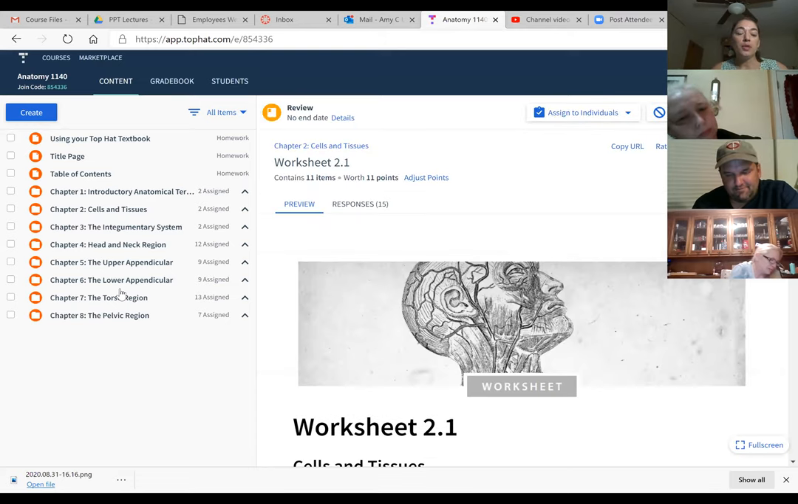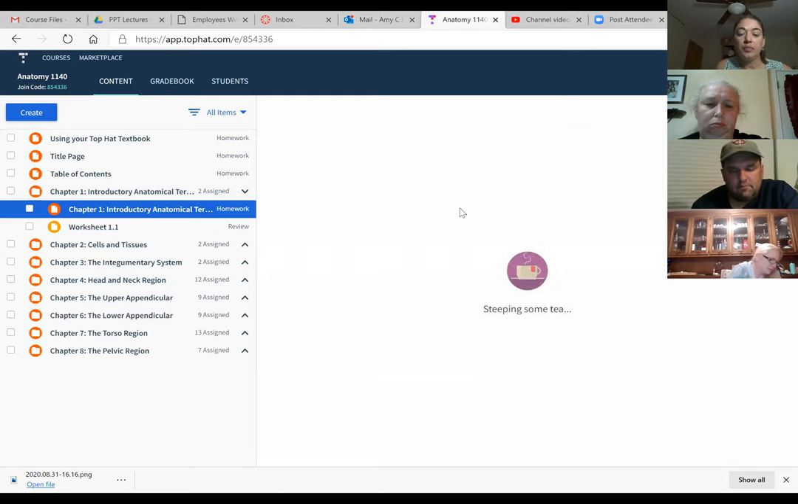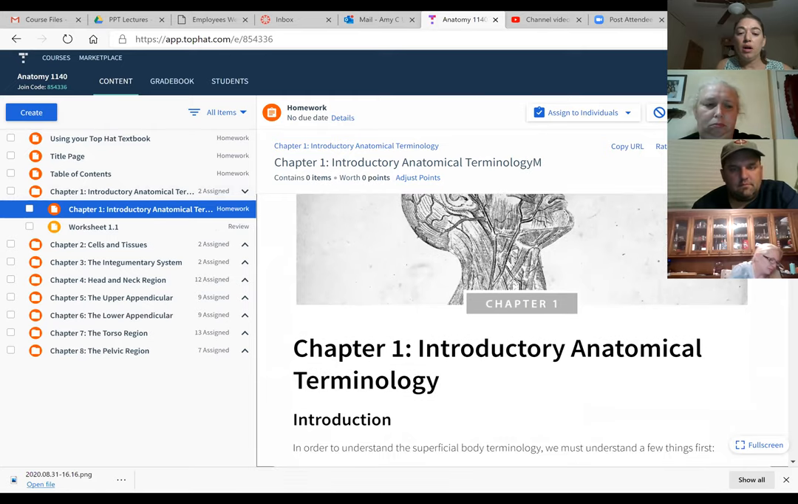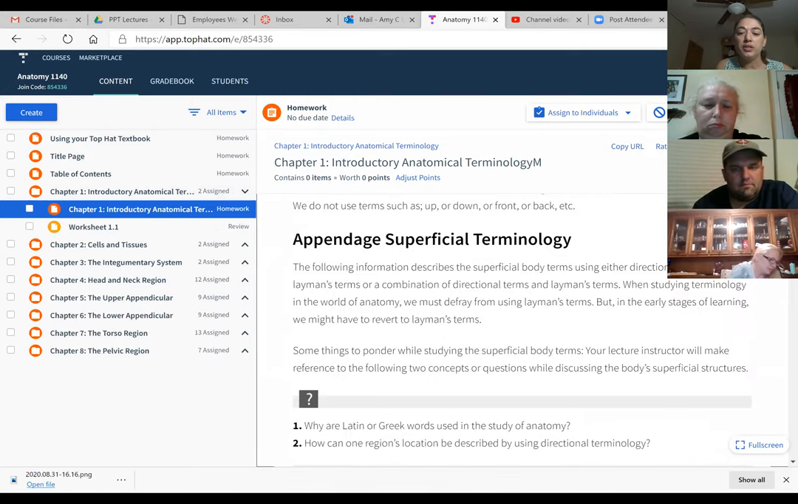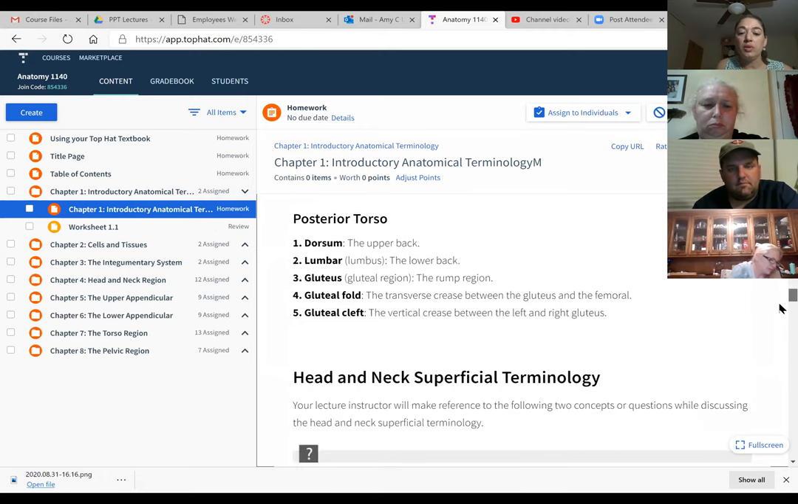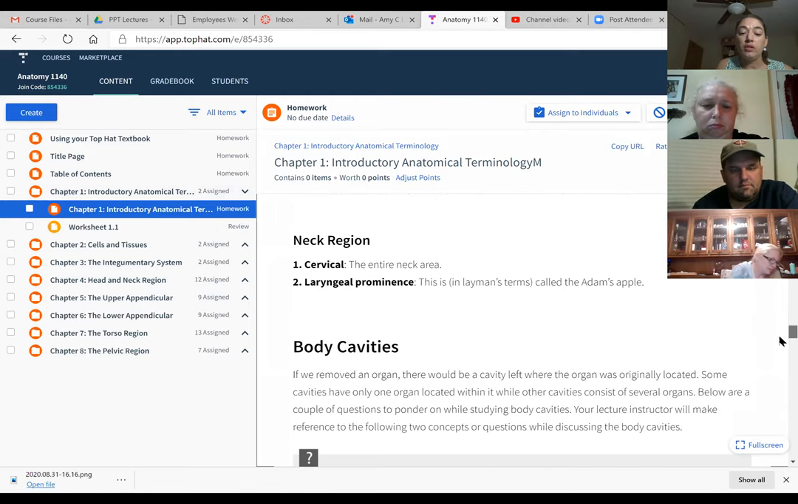Okay, so this is what you should see when you get to Top Hat. So let's just say you click on chapter one, you should have two options. One would be the chapter and one would be your worksheet. So if you clicked on the chapter, it takes a moment. It has all of the class material. Oh, it doesn't show you the page numbers. I didn't know that. Okay, so it doesn't give you the page numbers. I apologize. I was hoping that it did. But it does give you all of the information that we've been talking about.